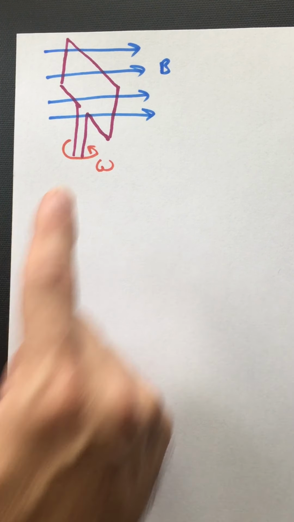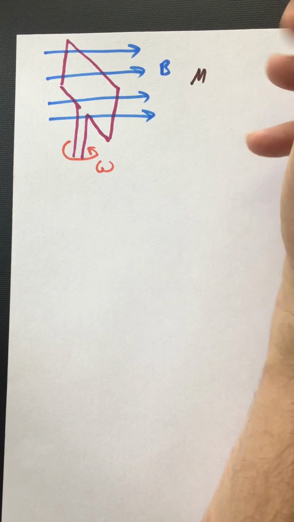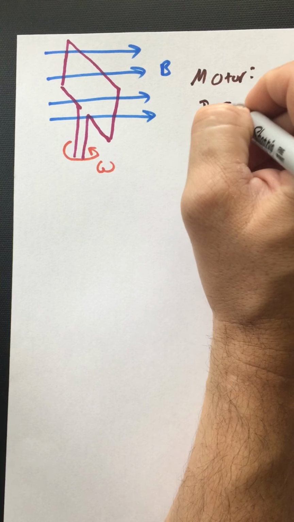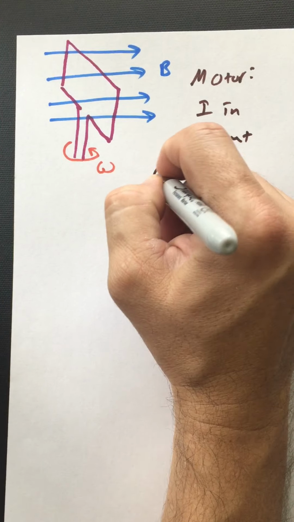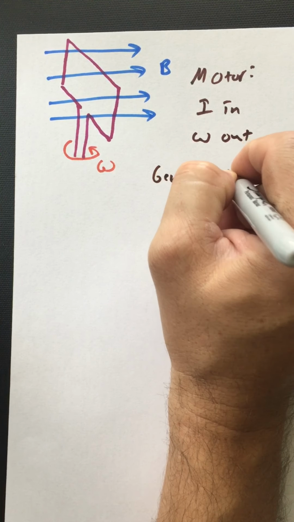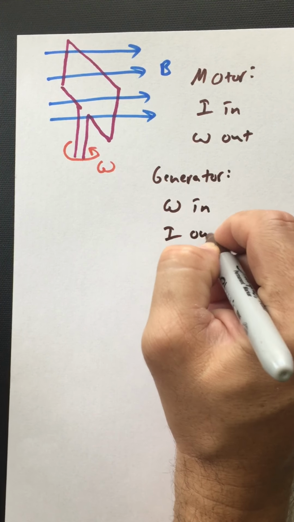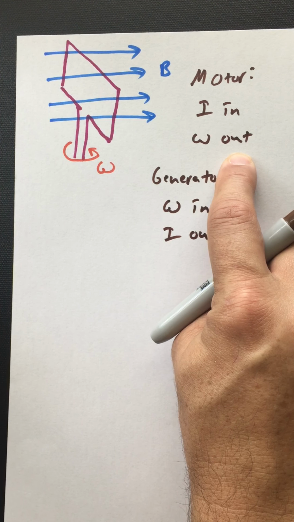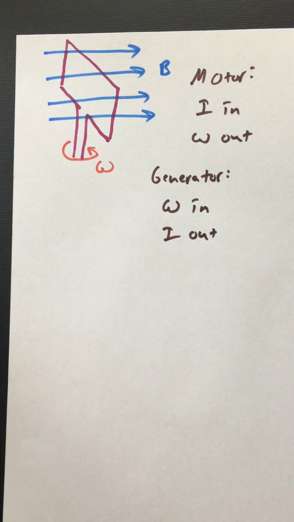And so what is the difference between a generator and a motor? Well, conceptually speaking, not a whole lot. For a motor, an electric motor, I put in current in, motion out. For a generator, I put in motion and I get current out. In other words, if I make current run through the loop, the loop will rotate if it's free to do so. If I make the loop rotate, then current will flow as long as the circuit's closed.